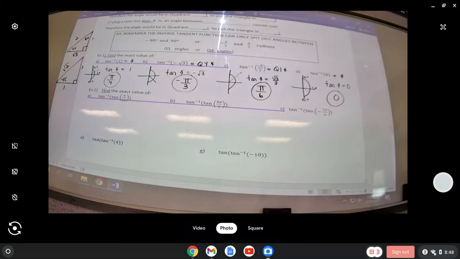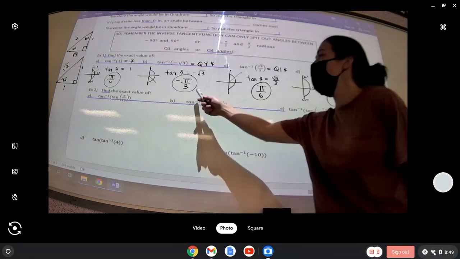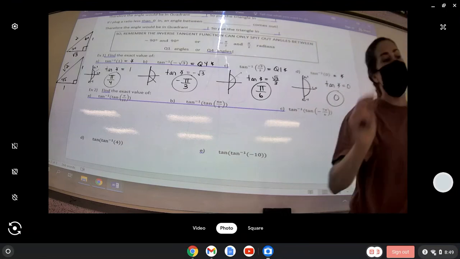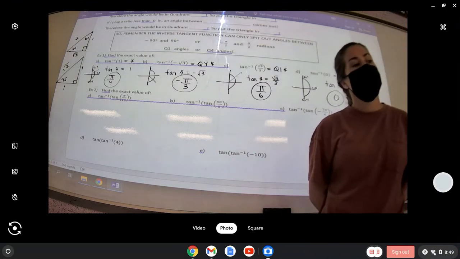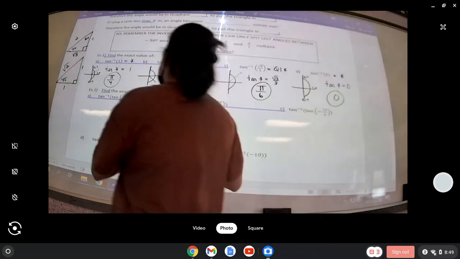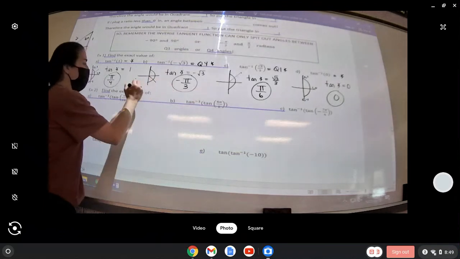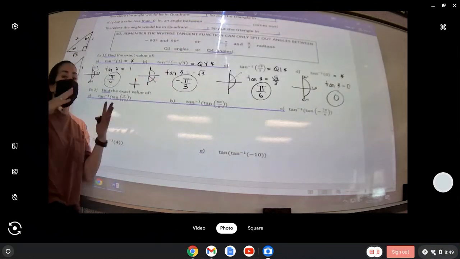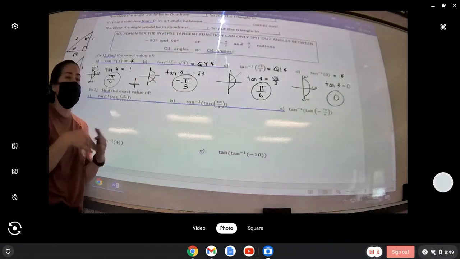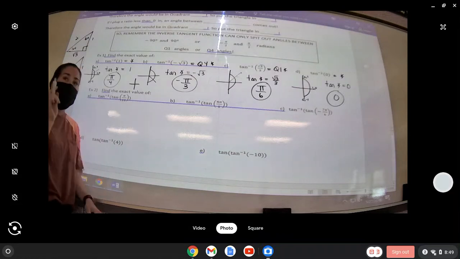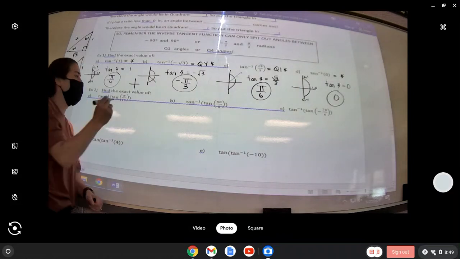Question. Go ahead, Jay. On B, why do we use negative pi over 3 instead of using 5 pi over 3? Is 5 pi over 3 an angle between pi over 2 and negative pi over 2? See, it's kind of like, Jay, if you wanted to get to 5 pi over 3, 5 pi over 3 definitely has a tangent ratio of negative root 3. The problem is 5 pi over 3 is not an angle he's capable of spitting out.